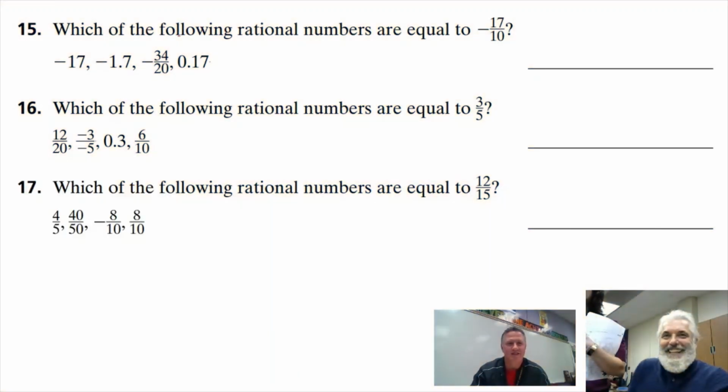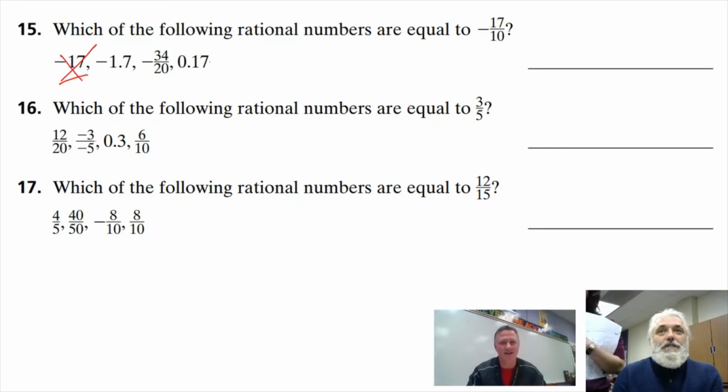Which of the following rational numbers are equal to negative 17 tenths? Is negative 17 equal to negative 17 tenths? No, it's a silly question. How about negative 1.7? Is 1.7 the same thing as 17 tenths? I know you're a science teacher, but it's okay to make mistakes.